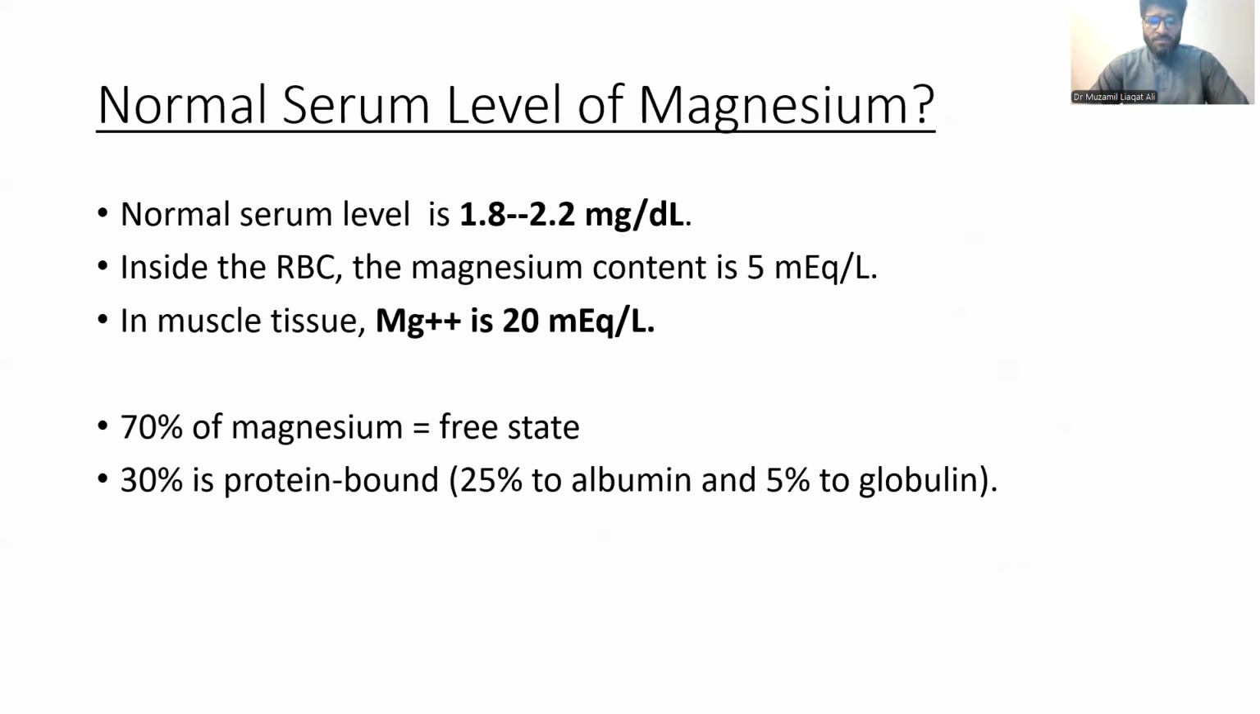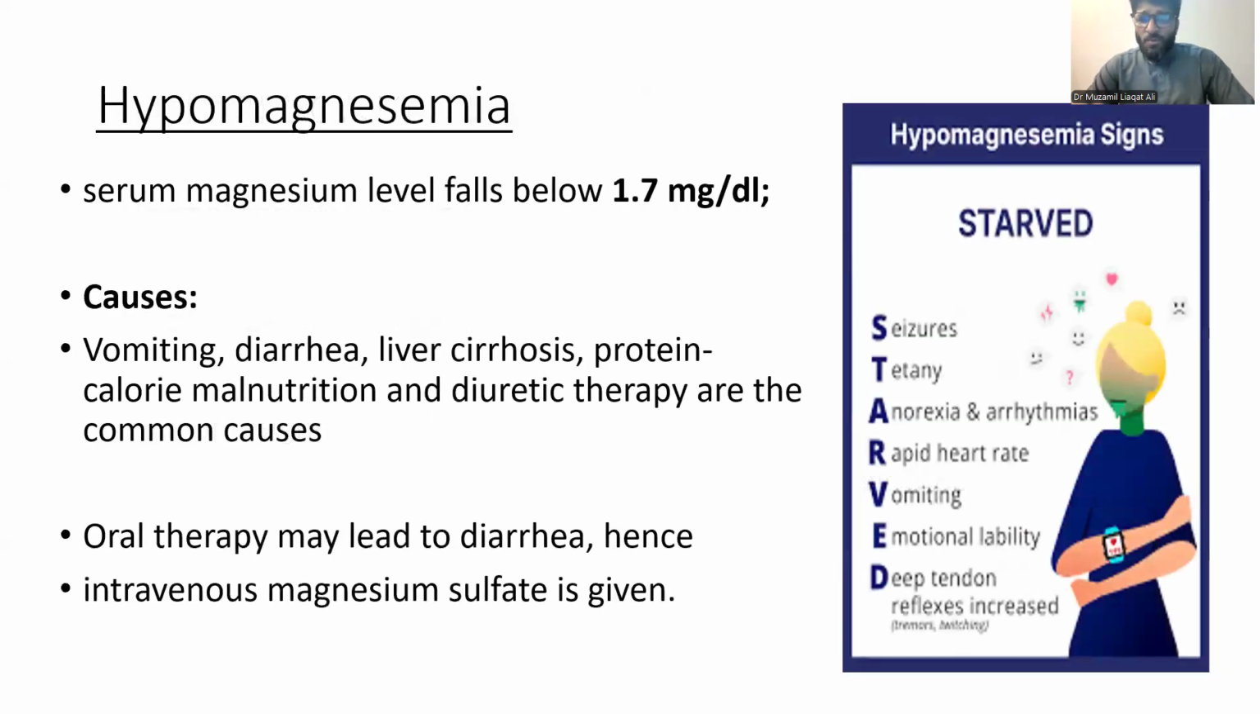Of the magnesium in the serum, 70% is in the free, ionized state, which is the physiologically active form of magnesium, while the remaining 30% is bound to proteins, with 25% bound to albumin and the remaining 5% bound to globulins. We've discussed the normal levels of serum magnesium. What about levels below 1.8 milligrams per deciliter, and levels more than 2.2? We can classify the deficiency or excess disorders. Low levels, below 1.8 milligrams per deciliter, are called hypomagnesemia.